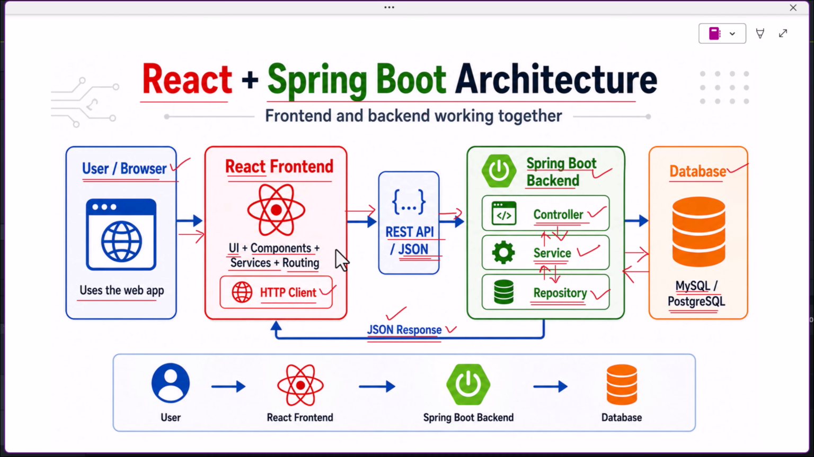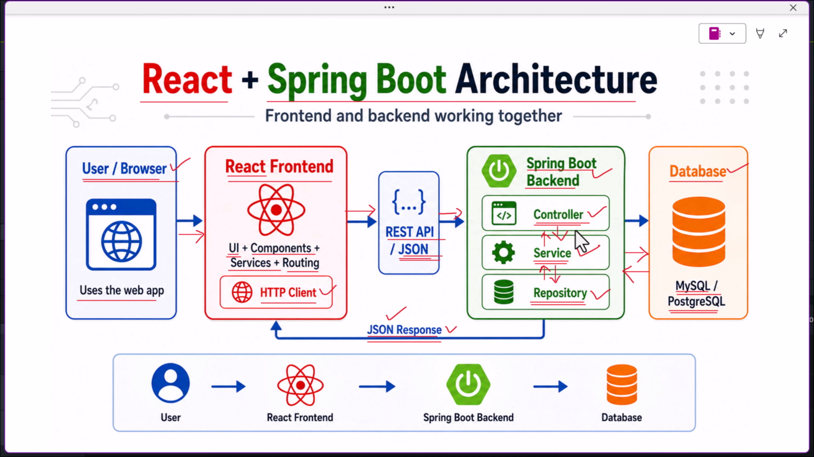This separation is one of the biggest advantages of this architecture. React focuses only on the front-end experience. Spring Boot focuses on back-end logic and APIs. The database focuses on storing and retrieving data. This makes the application easier to develop, test, maintain, and scale.